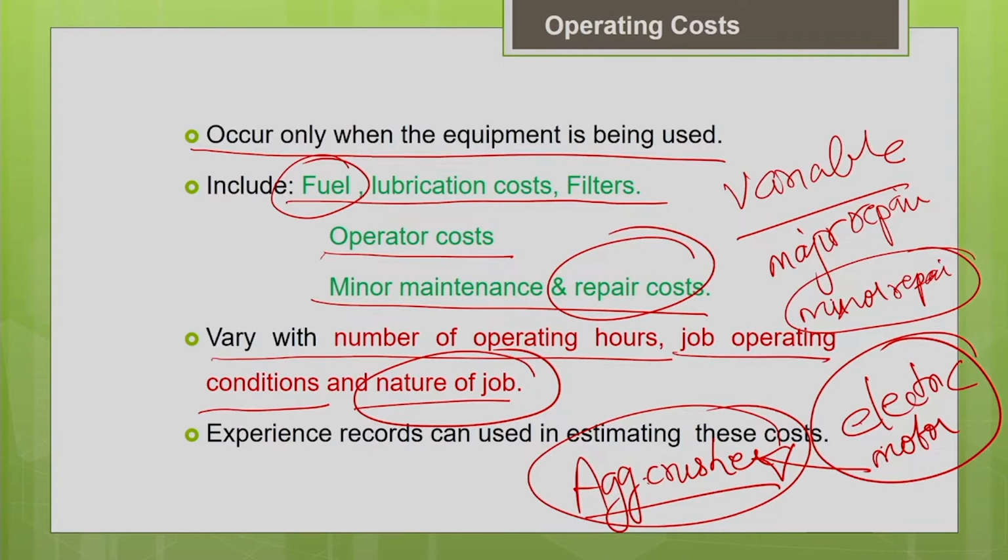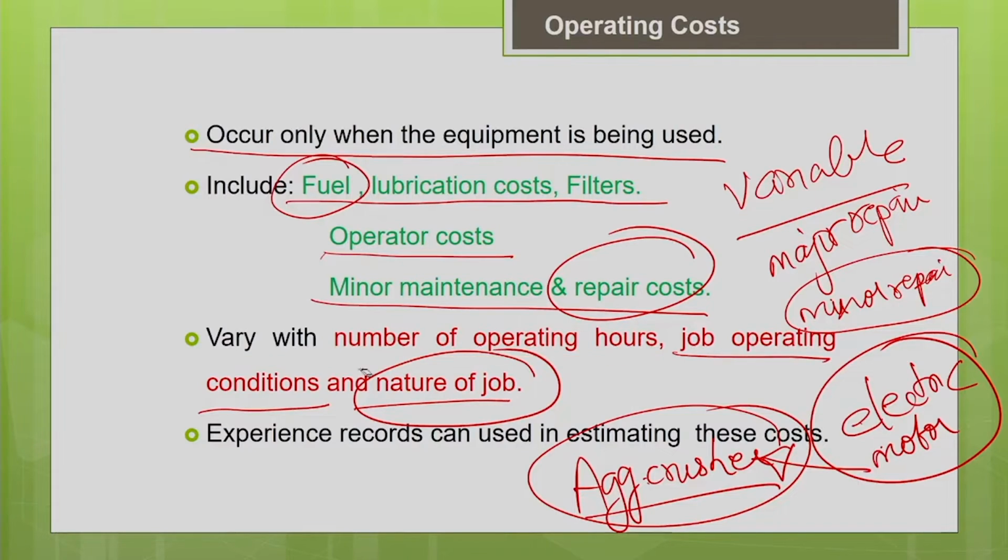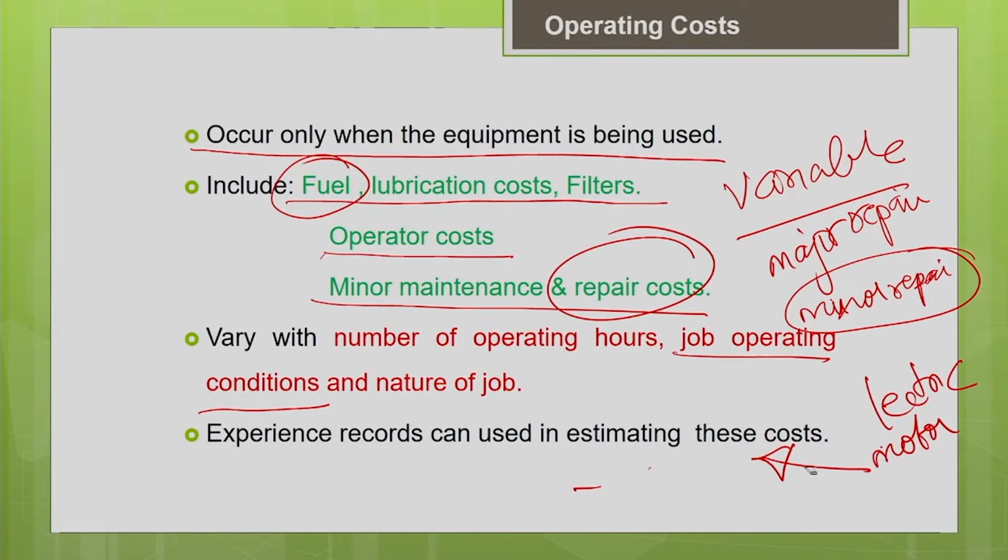So generally the equipments which are subjected to more mobility, which are more subjected to wear and tear, their operating cost is more. The equipments which are more stationary, which are subjected to less mobility, and which are not used continuously, in those cases you can see that the operating cost will be less. So your operating cost is highly variable.